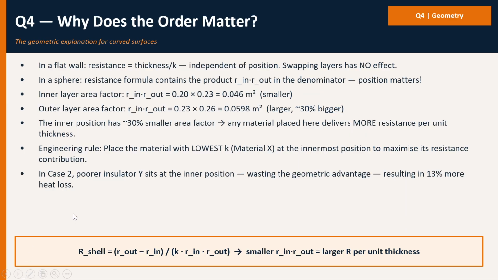So it shows that the order of insulation layers does matter, and significantly. Placing the better insulating material closer to the inner surface minimizes the heat loss. This is an important design principle in both spherical and cylindrical systems. As we observed in case 2, the poorer insulator Y sits at the inner position, wasting the geometric advantage and resulting in 13% more heat loss. So the basic engineering rule is to place the material with the lowest K at the innermost position to maximize its resistance contribution.